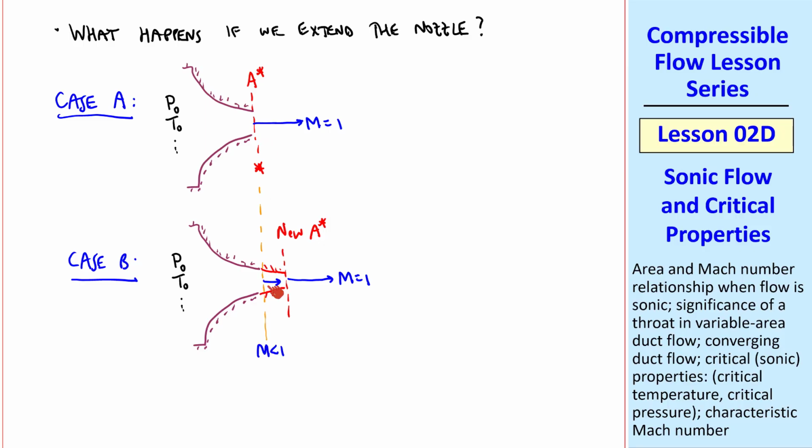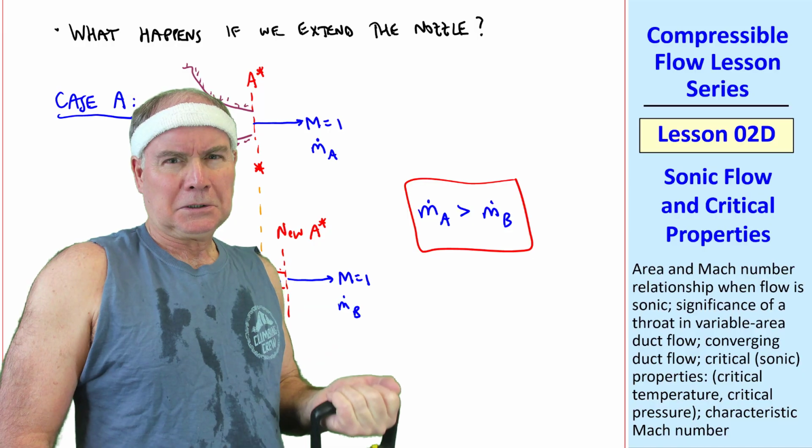Comparing case A to case B directly at this point, this one is slower. In terms of mass flow rate, m dot A and m dot B, m dot A must be greater than m dot B. So by adding the extension, all we've done is move the critical or sonic location farther downstream with a smaller area, and for the same upstream conditions, we get smaller mass flow coming out. But in both cases, Mach number is 1 at the exit plane.